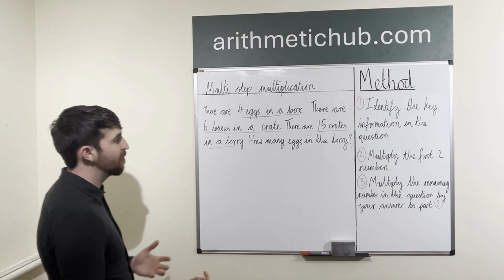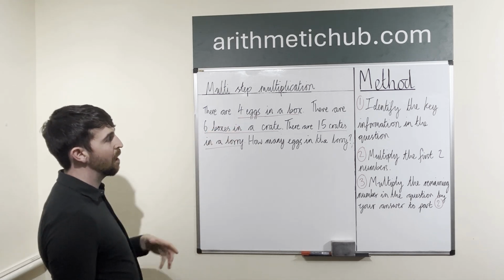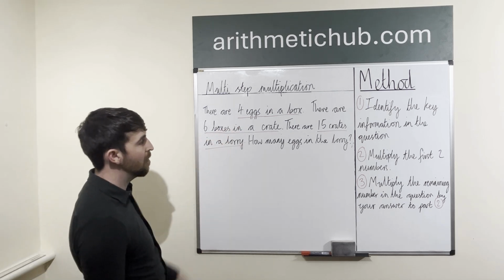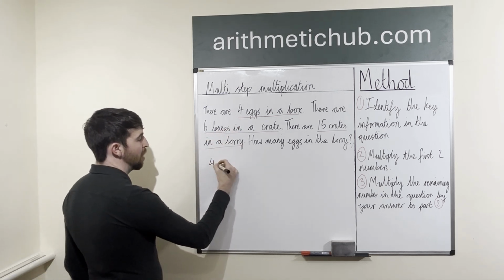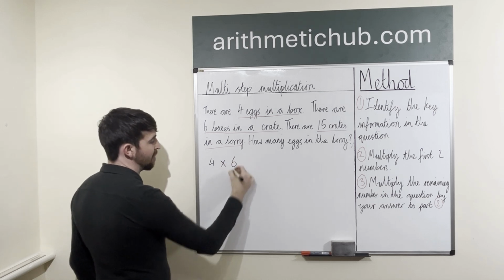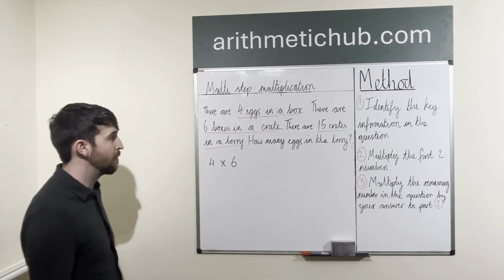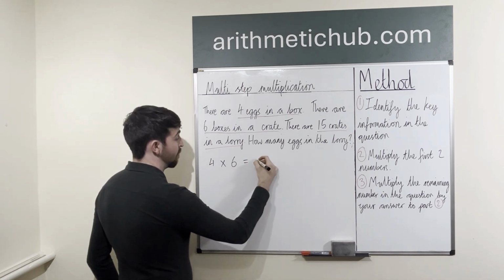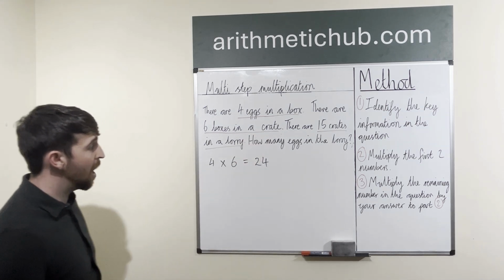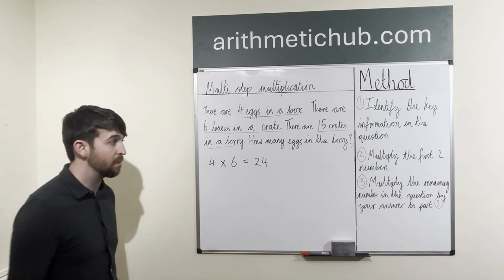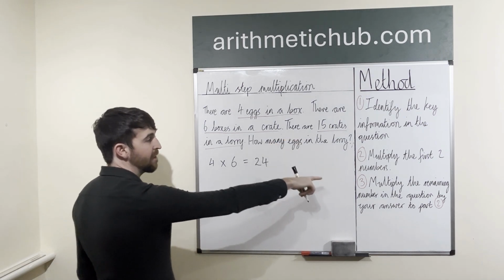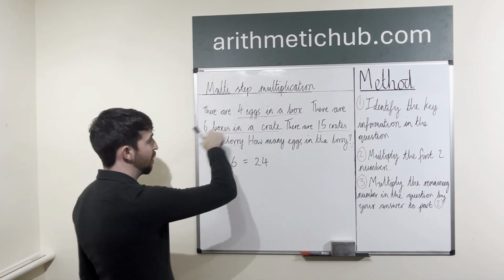Well, in terms of the key information we've got there, let's start off by working out how many eggs there are in a crate. We know there's 4 eggs in a box, we know there's 6 boxes in a crate, so all we would do is multiply those together. 4 times 6 is going to give me 24. So I know in each crate there are 24 eggs. Great. I know there's 15 crates in every lorry. So now I've multiplied the first two numbers together, my 4 eggs and my 6 boxes.